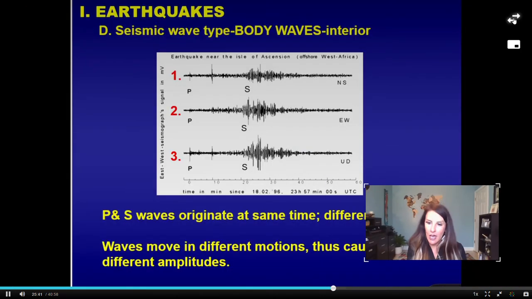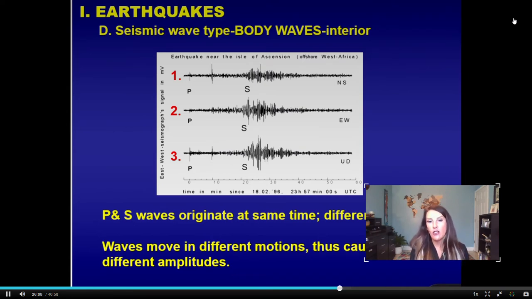We talked about P waves, primary waves, and S waves, secondary waves, and then we can look at something called body waves or surface waves. Surface waves are the ground shaking, and where the true destruction happens. Body waves usually have great amplitude at the surface. Body waves do not show up on a seismograph, however.